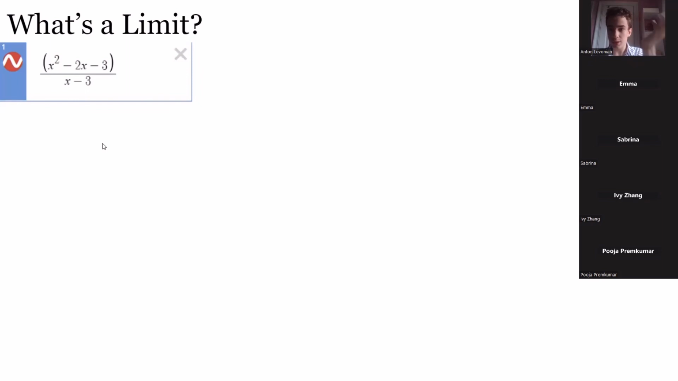Now, take a moment to factor the quadratic in the numerator, because the numerator of this fraction is a quadratic, and this can be factored. So just take a moment to factor it, and then type your answers in private to me in the chat.